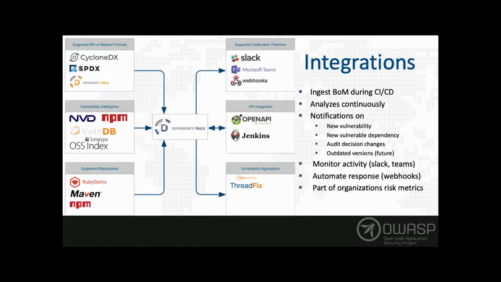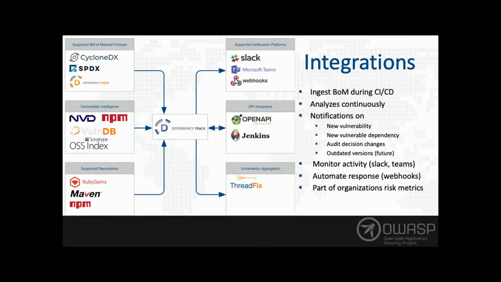So Dependency-Track, once you actually ingest your bill of material, that's top left, we work with multiple sources of vulnerability intelligence, and we also do the outdated version detection. So once you have the bill of material in Dependency-Track, we're going to constantly analyze that. Every time you upload a bill of material, we're going to analyze it. But if you don't upload a bill of material, we're still going to analyze it every 24 hours.